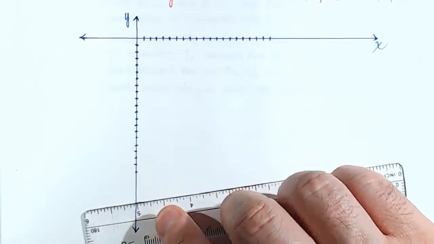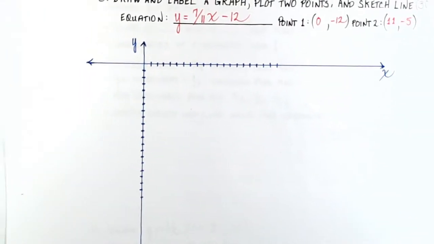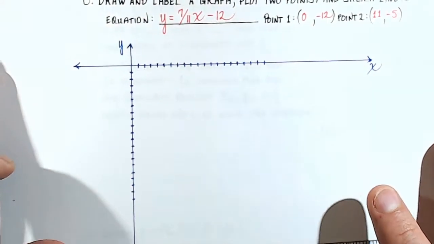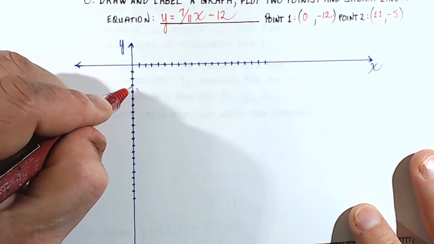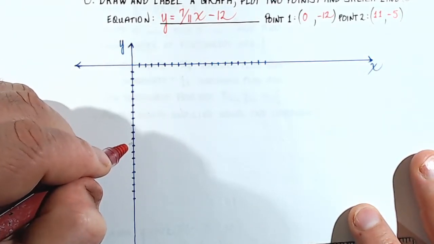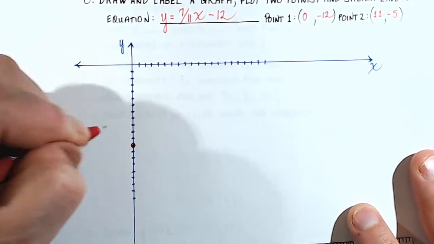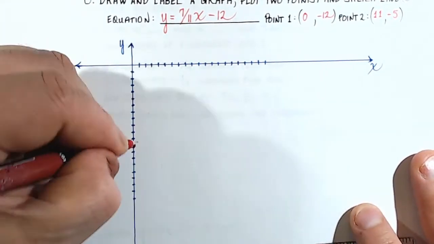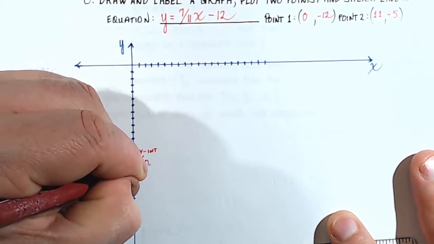We'll see. Okay, so now I need to plot some points. So I've got 0, -12. So that would be 0 on the x, -12 on the y. Okay, so that would be 1, -1, -2, -3, -4, -5, -6, -7, -8, -9, -10, -11, -12. Right there. So this point right here, that's the y-intercept. Y-int, 0, -12.